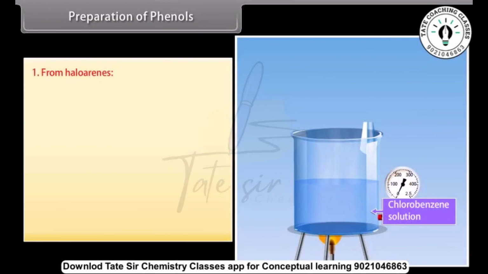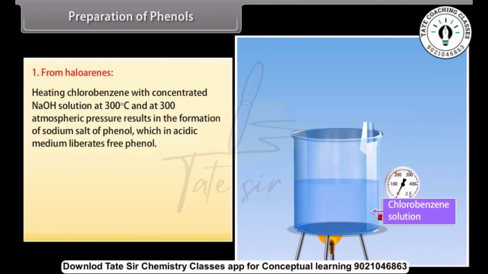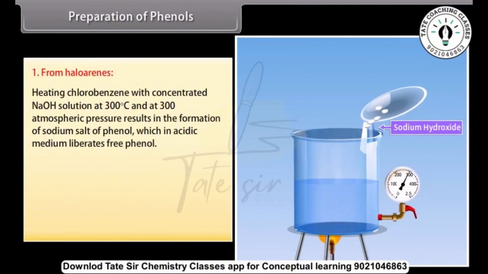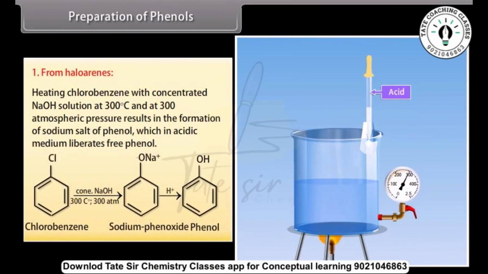Preparation of phenols. From haloarenes. Heating chlorobenzene with concentrated sodium hydroxide solution at 300 degrees Celsius and 300 atmospheric pressure results in the formation of sodium salt of phenol, which in acidic medium liberates free phenol. Concentrated NaOH reacts with chlorobenzene at 300 degrees Celsius and 300 atmospheric pressure, forming sodium phenoxide, and then by providing some acidic medium, it gives phenol.